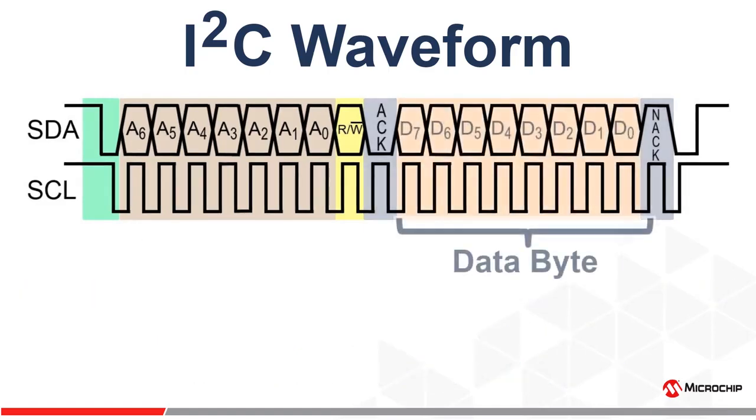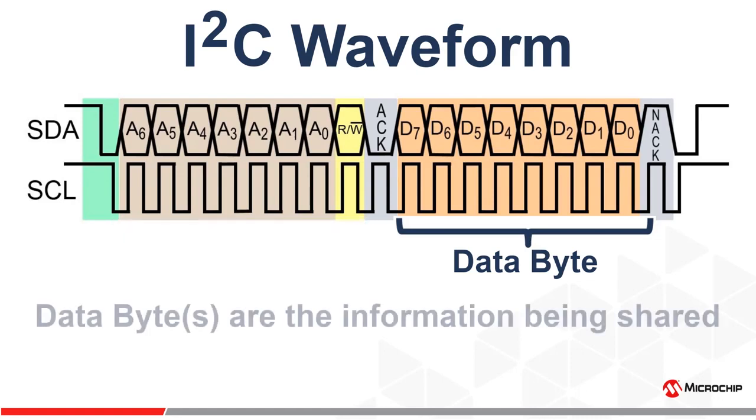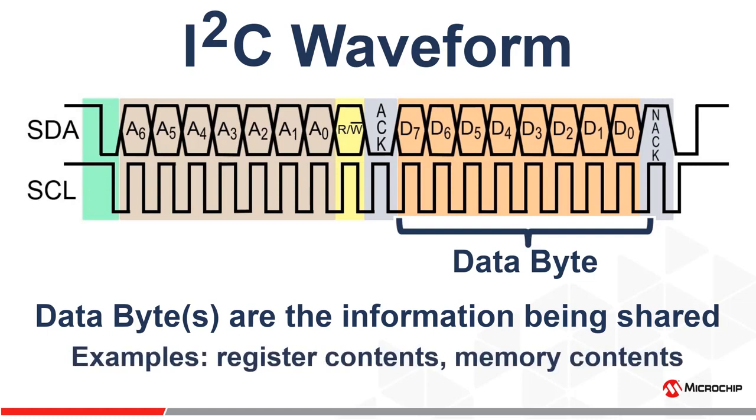Next is the data byte, and the data byte, or data bytes, contain the information being transferred between the master and the slave. The data contained in this byte can be command bits, register settings, memory contents, sensor readings, or any number of things. And the number of data bytes transmitted is determined by the operation being performed and the structure of the slave device being accessed. Common examples are the word address or register address that the master wants to access, the data to be written in a write operation, or the data from the slave requested in a read operation.